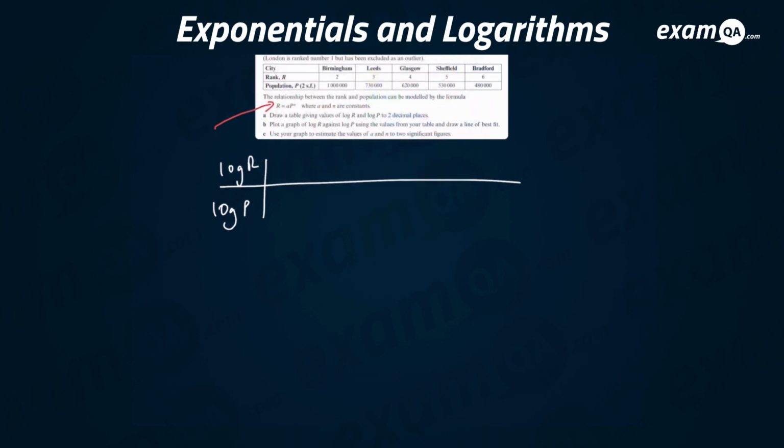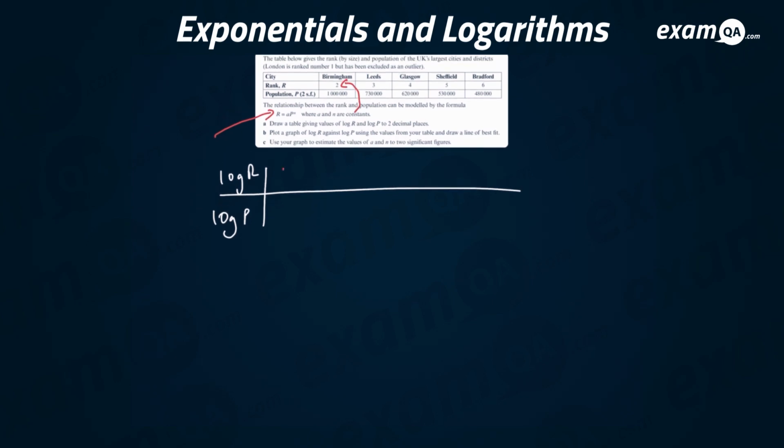So what I mean by fill it in is this is 2, right? So instead of 2, I'm going to write log 2, or I'm going to work it out actually using a calculator. This is a million. I'm actually just going to work out what is log of a million. Do you see the pattern, right? This is 3. Instead of 3, I'm going to write log 3. This is 730,000. Instead of 730,000, I'm just going to write log of 730,000. And you get the point, right? The point of part A basically is for part B, where they say plot your log r against your log p.